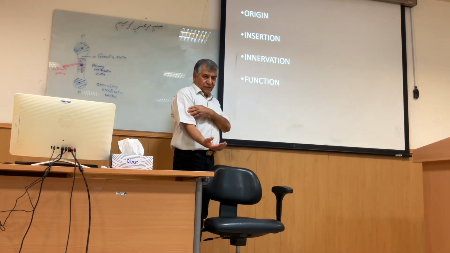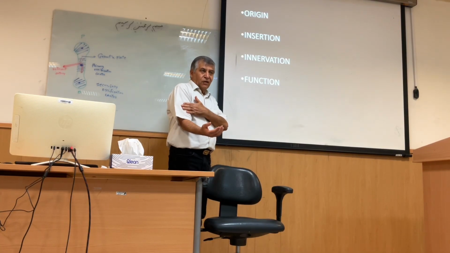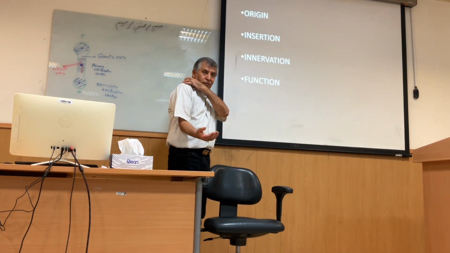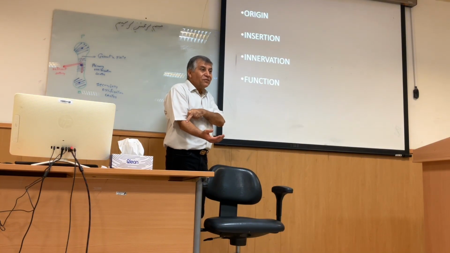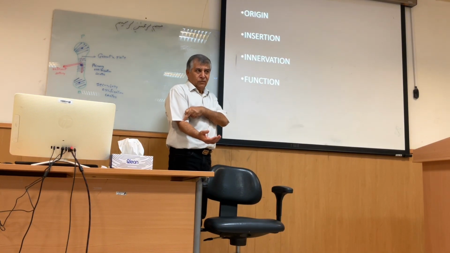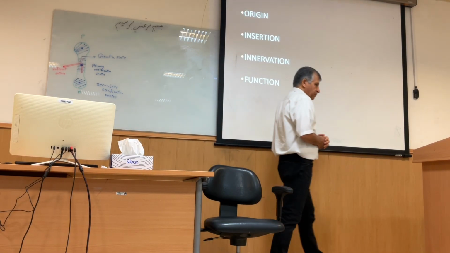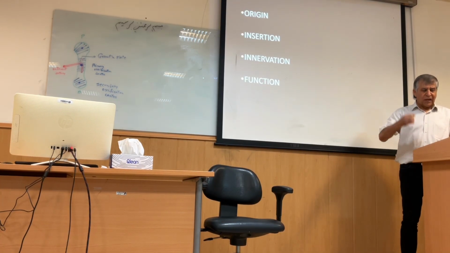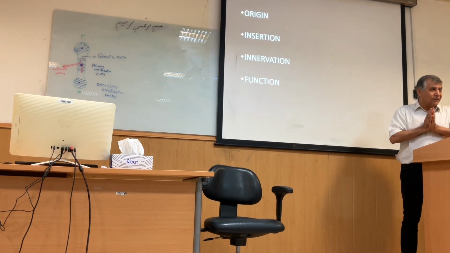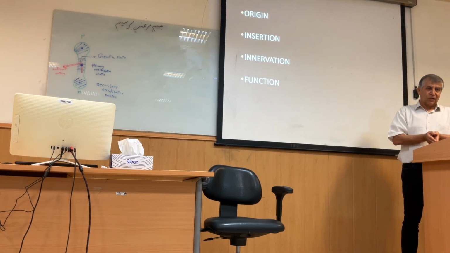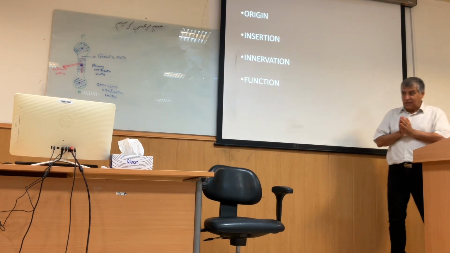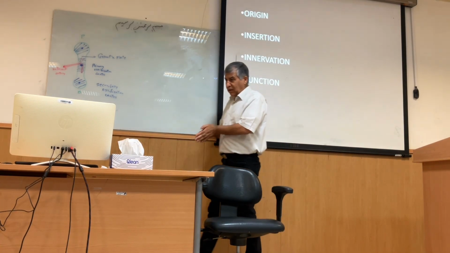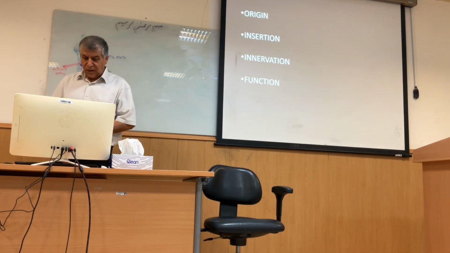For example, this muscle, brachioradialis: origin from the humerus, far from the elbow. Insertion to the radius, near the elbow. Origin and insertion. Innervation: all the muscles of the upper and lower limb are innervated by spinal nerves, by ventral or dorsal primary rami? Ventral primary rami. All muscles of the limbs are innervated by the ventral primary rami of the spinal nerves.